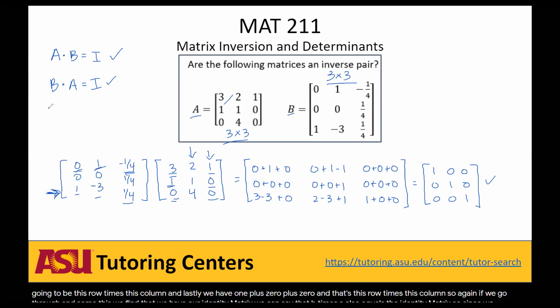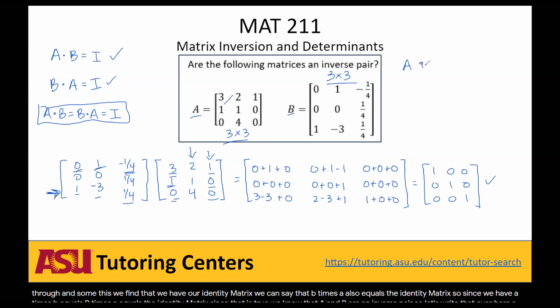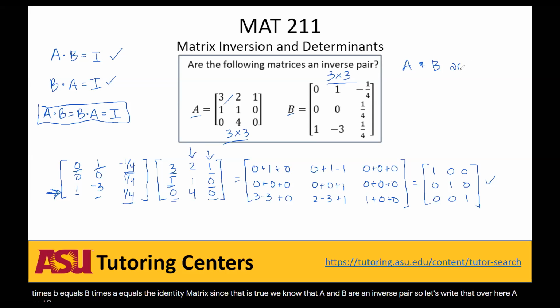Since we have A times B equals B times A equals the identity matrix, we know that A and B are an inverse pair. So let's write that over here: A and B are an inverse pair. And that is our solution. Great.